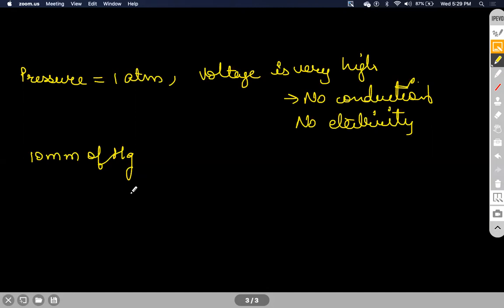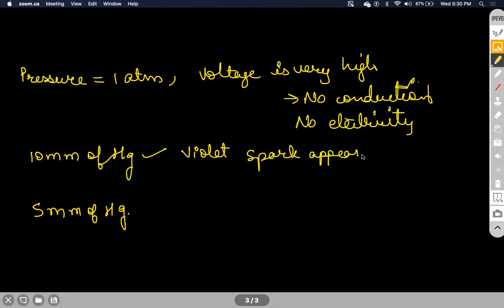The nature of the discharge changes as the gas pressure in the tube is reduced. Okay? So the nature of the discharge changes as the gas pressure in the tube is reduced. If you take 10 mm of Hg, it will give you violet color. A violet spark will appear.